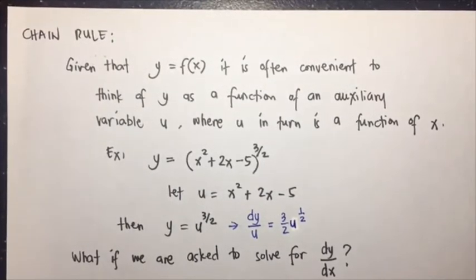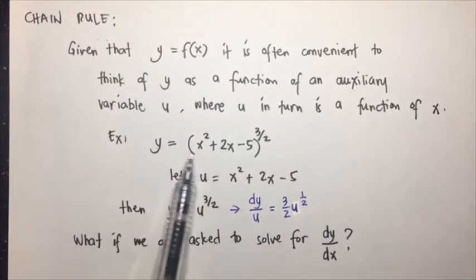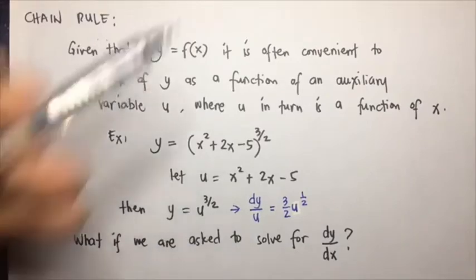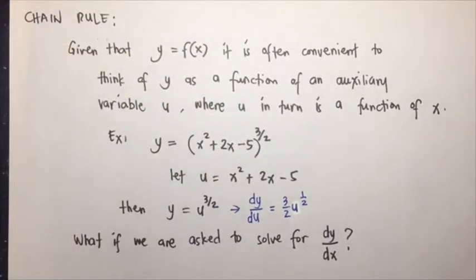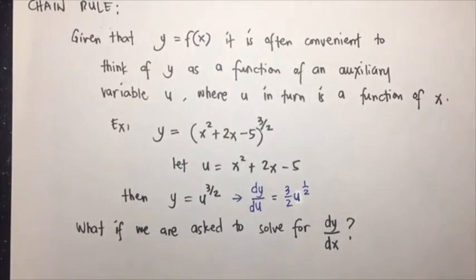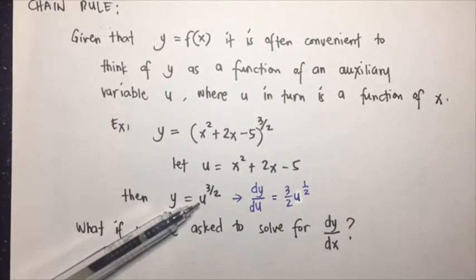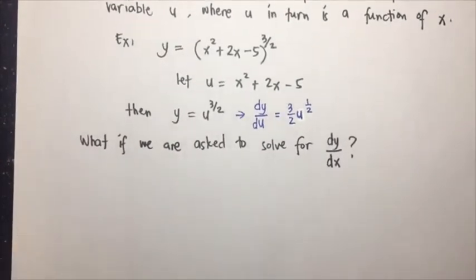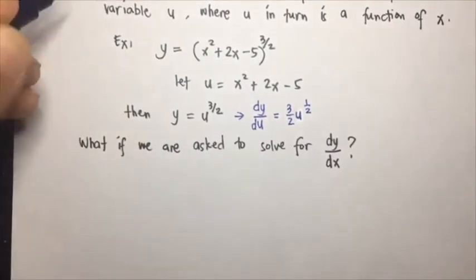But what if we are asked to solve for the derivative of y with respect to x? As you can see, we have changed the variable from x to u, so what we get is dy over du. What if we are asked to solve for dy over dx? That is where the chain rule will enter. If we have an auxiliary variable u, to solve for the derivative of y with respect to x, this is now the chain rule.